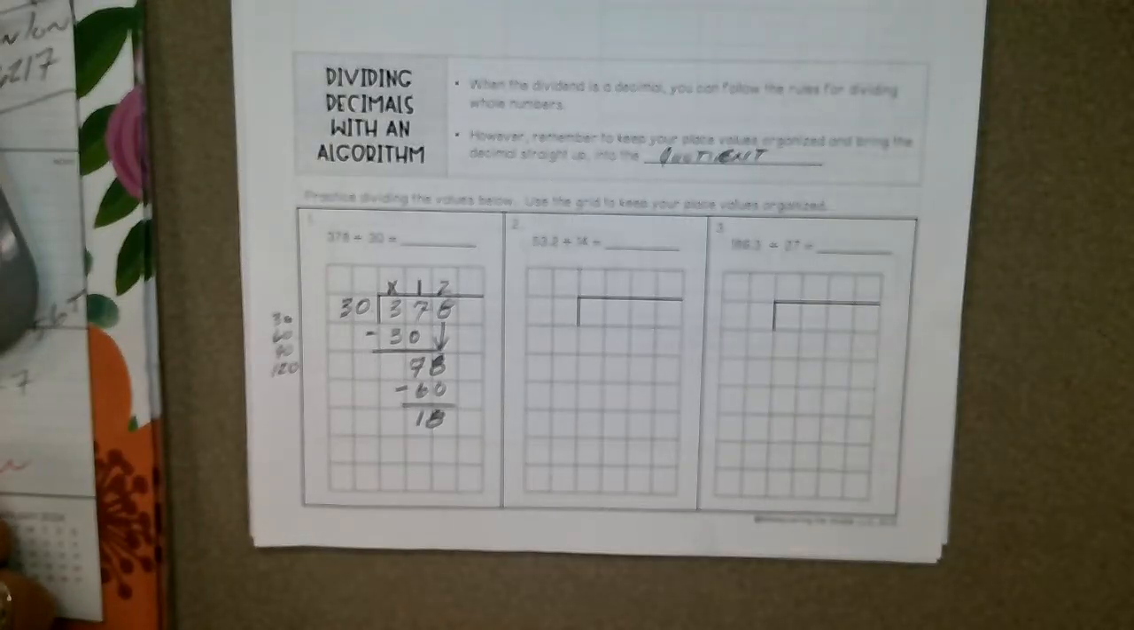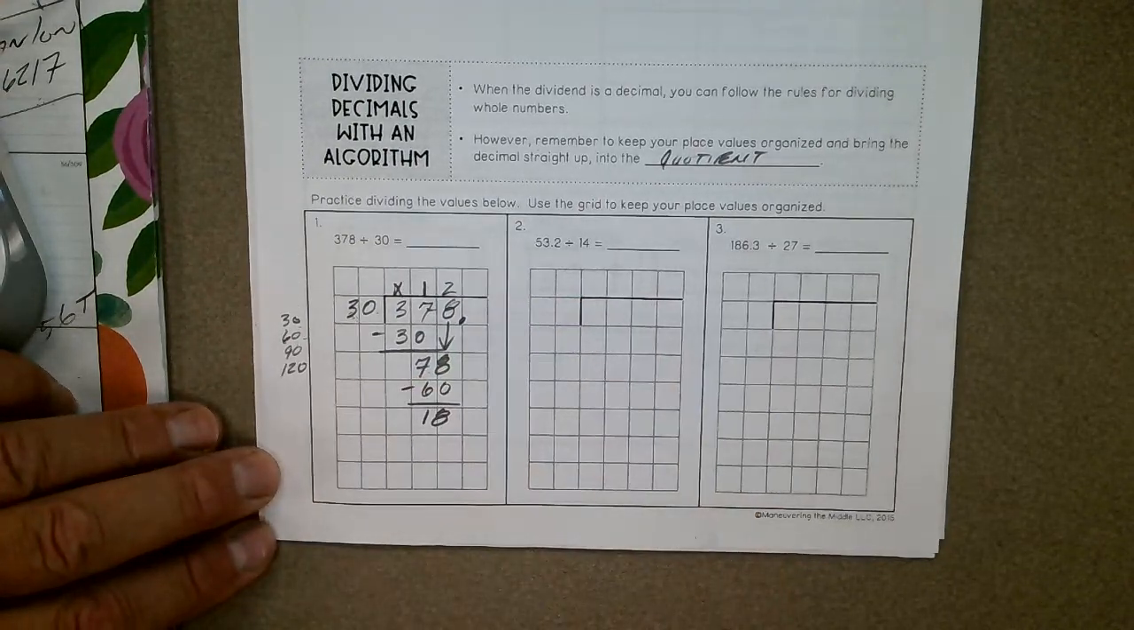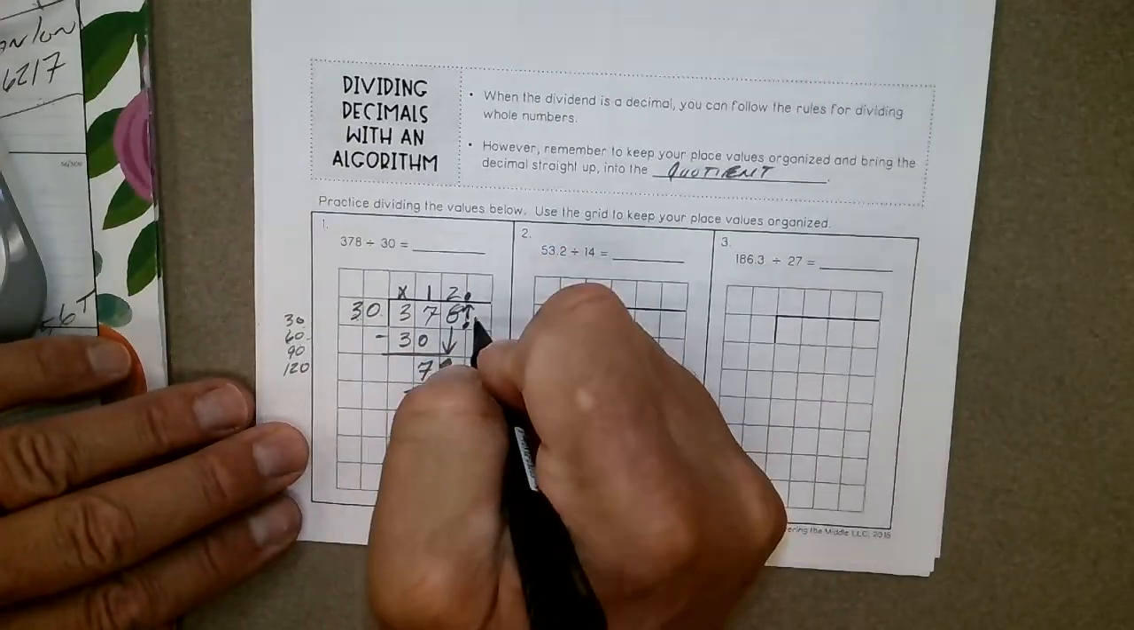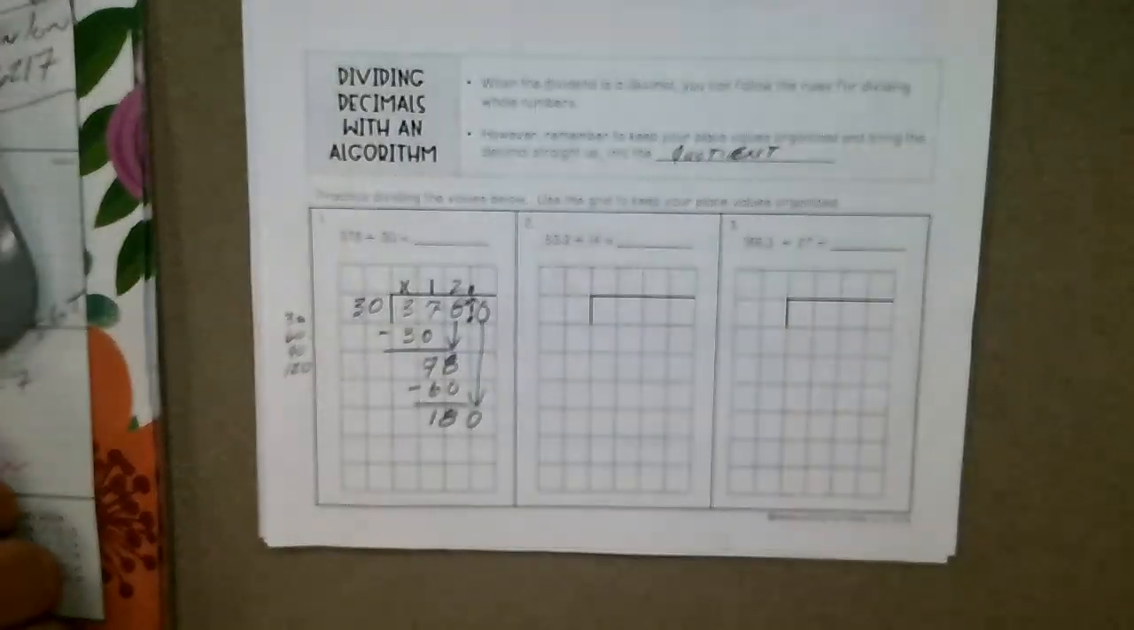So now, we don't have a remainder anymore. They've kind of gone away. What we're going to do is add a decimal because all numbers have a decimal in them. We're going to take it up, put it in our quotient, annex a 0, and bring it down. And it's going to look like that, okay?